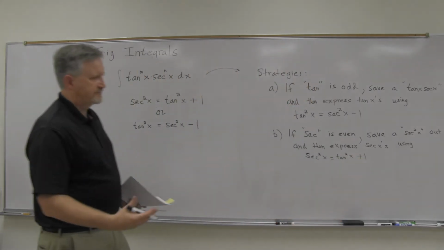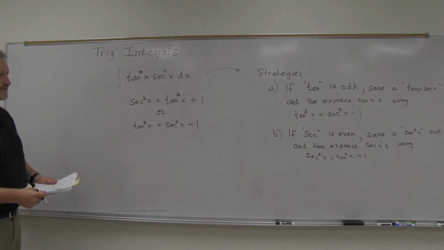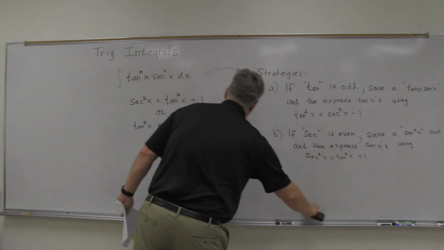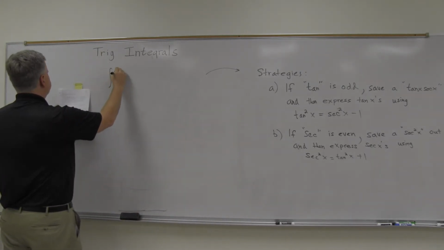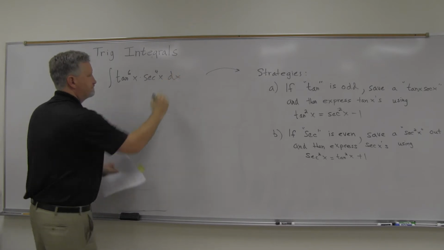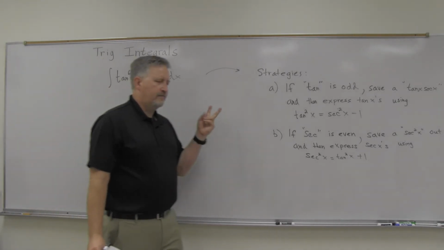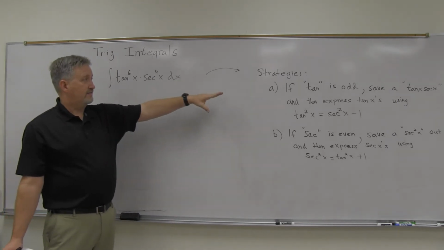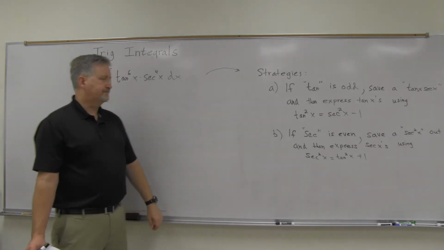All right, this may not make a whole lot of sense yet, but here's what I mean. Tangent to the 6th times secant to the 4th x dx. Let's look at that integral. Let's examine what we've got: even and odd powers. Both the secant and the tangent are even, so tangent is not odd, and that A strategy is not going to apply here. We're going to utilize the second one.